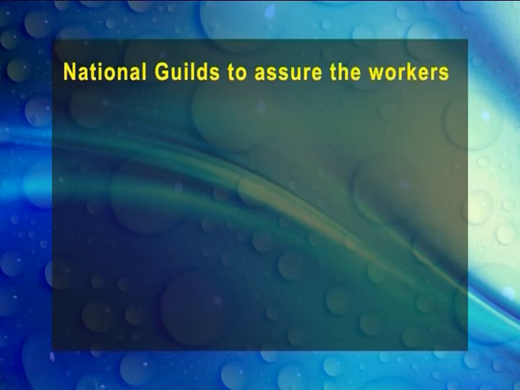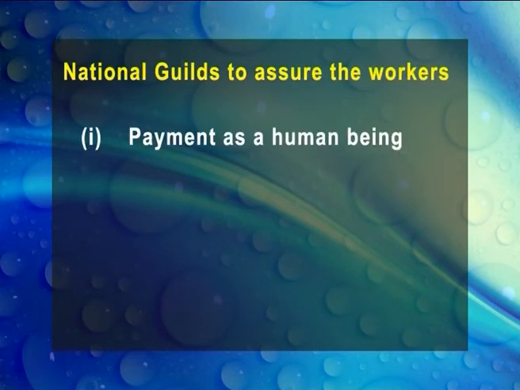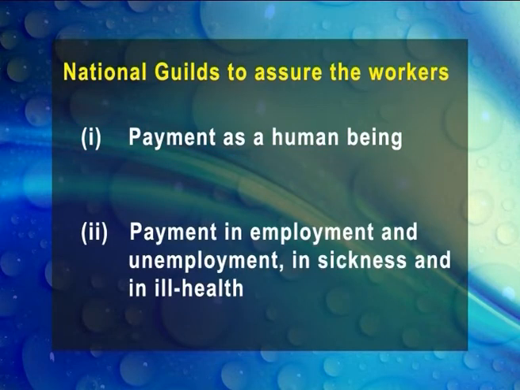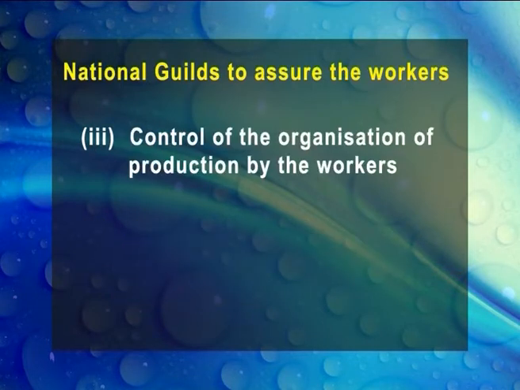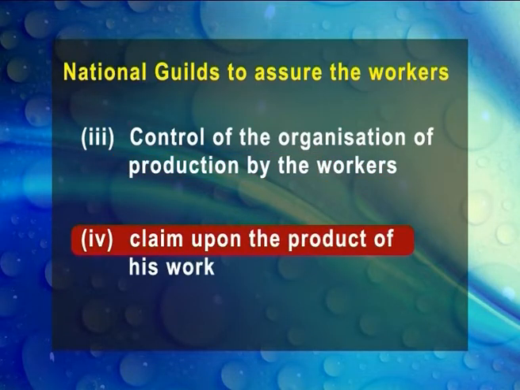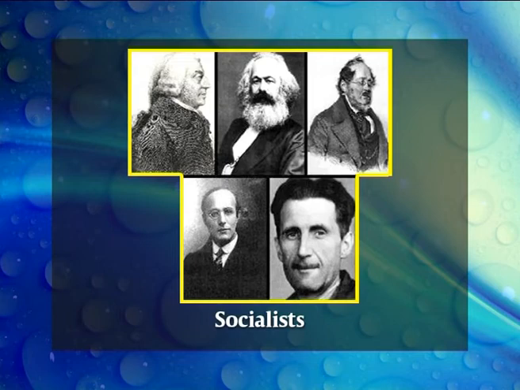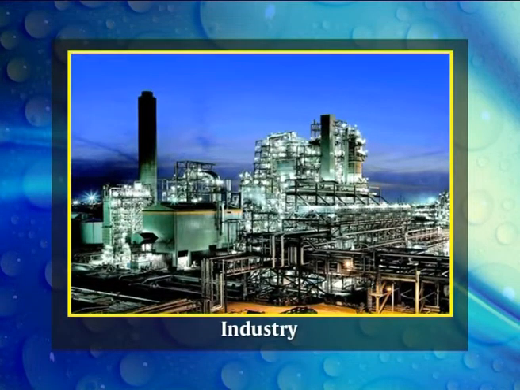Thus, in this context, the task of the national guilds was to assure the workers the following 4 things. First, payment as a human being. Second, payment in employment and unemployment, in sickness and in ill health. Third, control of the organization of production by the workers. Fourth, a claim upon the product of his work. To achieve these objectives, guild socialists advocate changes in the existing structure and functioning of trade unions. They argued that there should be togetherness among the workers in the industries. The organizational base should be strengthened and aim at the widest possible extension of membership.